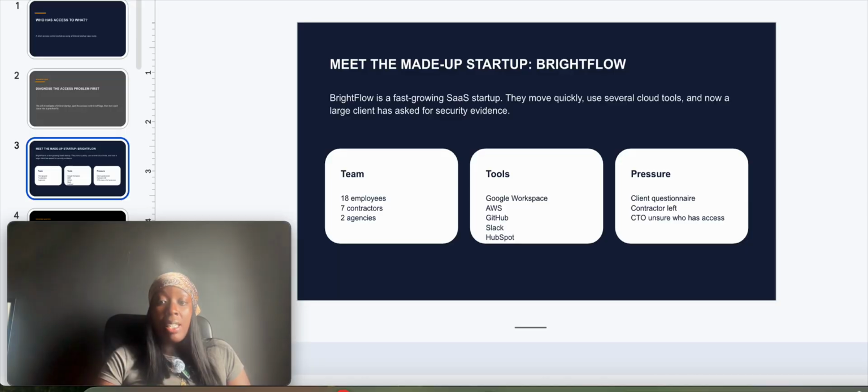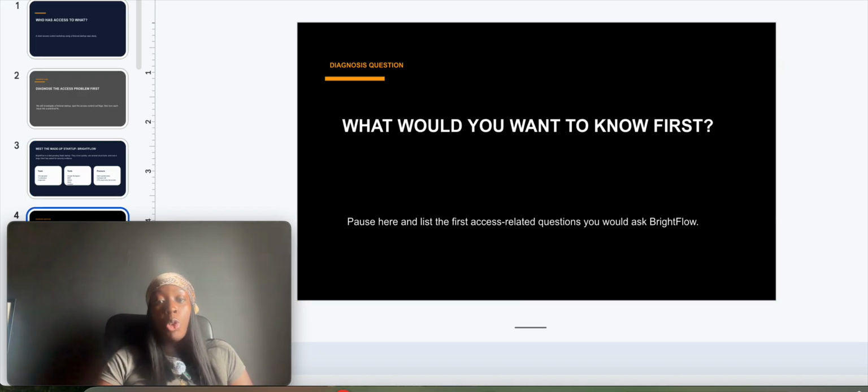So the pressure is there's a client questionnaire, so they need to outline what their current practices are. To do that, they need to know what the practices are in the first place. A contractor has left, so related to access control, what needs to happen. And then the CTO, Chief Technology Officer, is unsure who has access, which is a key concern. So what would you want to know first?